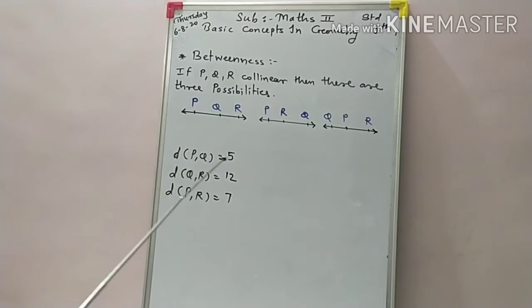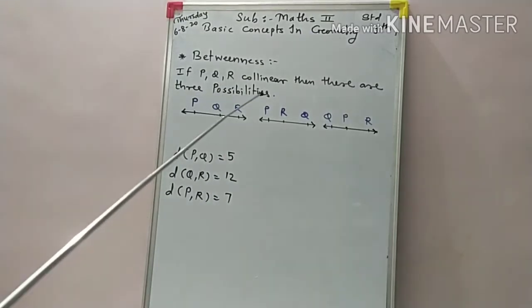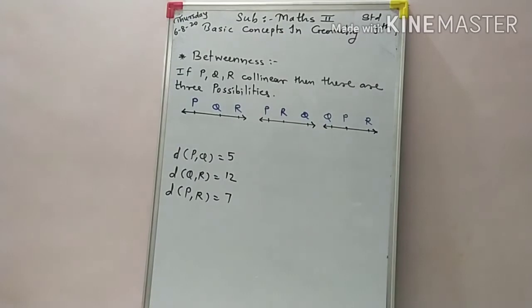For that, first we find the greatest value from these 3 values. Here we notice 12 is greater than the other two. Then you have to take the addition of the remaining two, and if that addition is equal to the greatest value, it means the 3 points are collinear. If the addition of the smaller values is equal to the greatest value, it confirms that the points are collinear.